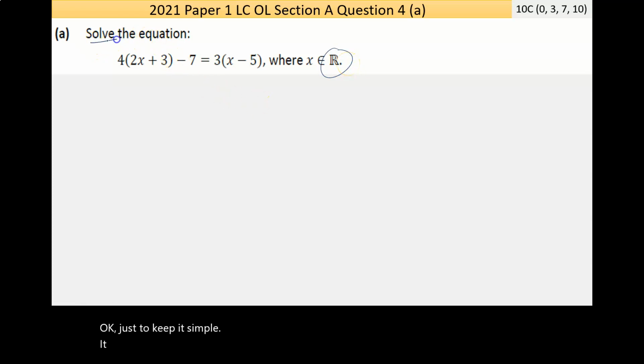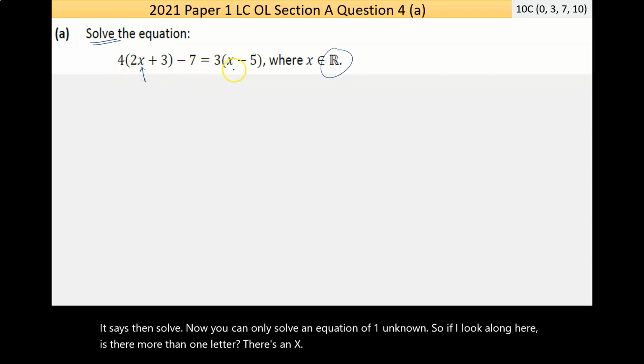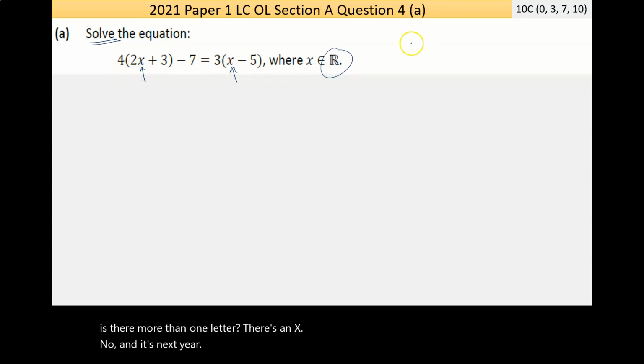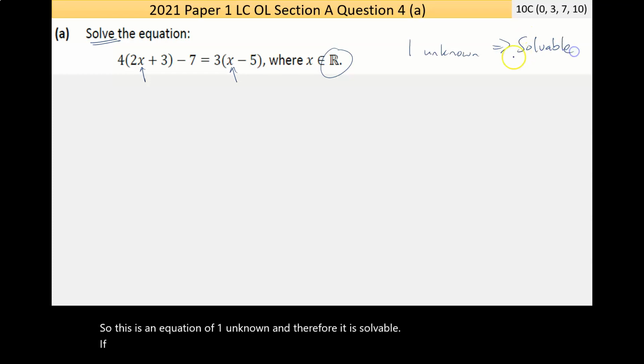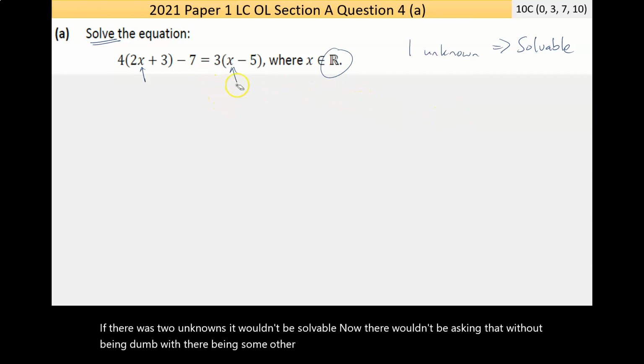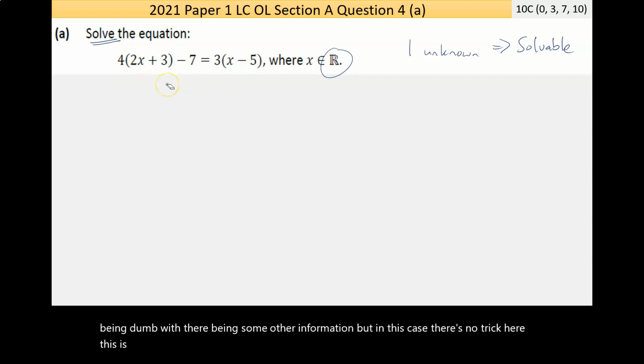It says then solve. Now, you can only solve an equation of one unknown. So if I look along here, is there more than one letter? There's an x. No, and there's an x here. So this is an equation of one unknown, and therefore it is solvable. If there was two unknowns, it wouldn't be solvable. Now, they wouldn't be asking that without there being some other information. But in this case, there's no trick here. This is straightforward algebra, and that's what they're testing. Can you simplify this down to find out what x is?